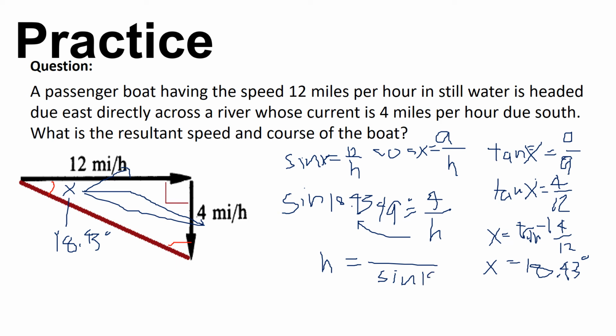So the resulting equation would be hypotenuse is equal to 4 divided by sine 18.43. And if you solve that using your calculator, you will get an answer of hypotenuse is equal to 12.649 miles per hour, or approximately 13 miles per hour.